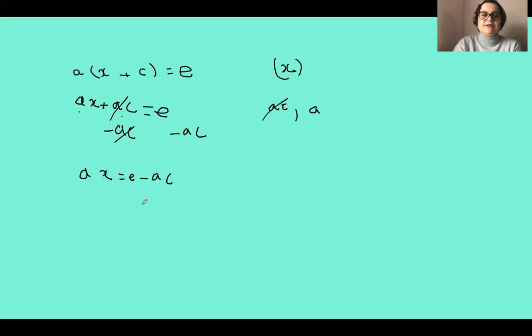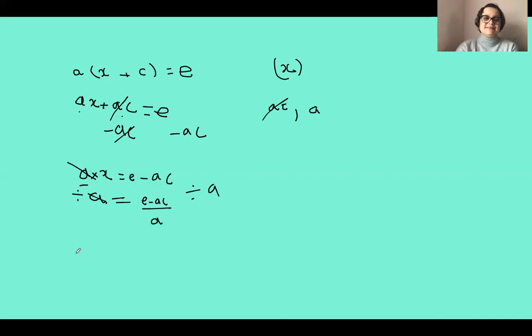So we got rid of the ac. The next one in order is going to be a. And as I said before, ax is the same as a times x. So to get rid of the a, we divide by a. Divide by a, next one, divide by a. So cancel them out. And so the final answer is going to be e minus ac divided by a.